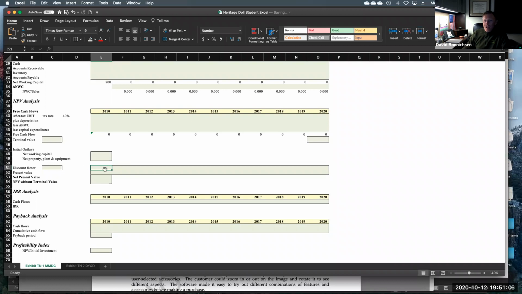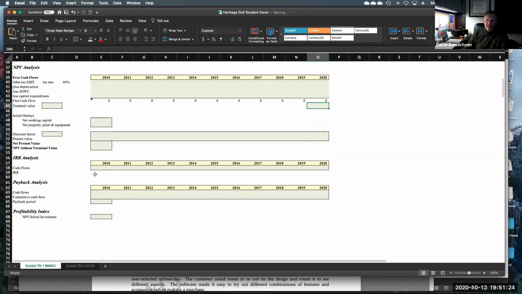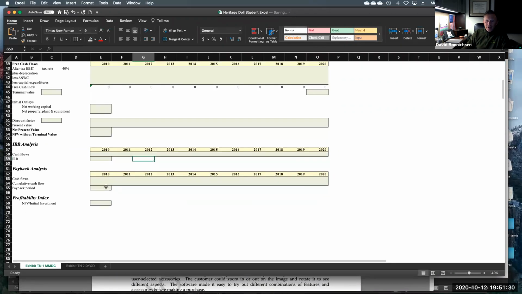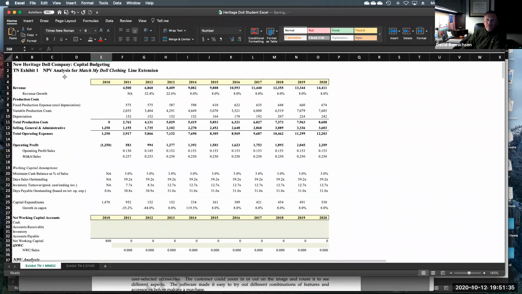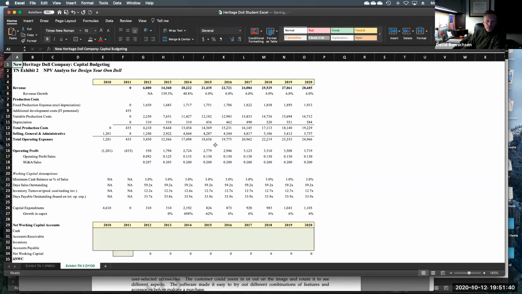Calculate what the discount factors are, okay, based upon a given discount rate. Okay, discount factors. Calculate the present value, okay? Tell me what the net present value is. Give me the net present value excluding the terminal value over here, okay? Calculate the IRR, okay? Calculate the payback, calculate the profitability index, right? And you're gonna do that for the Match My Doll, and you're gonna do it for the Design Your Own Doll. That's gonna be all your data.